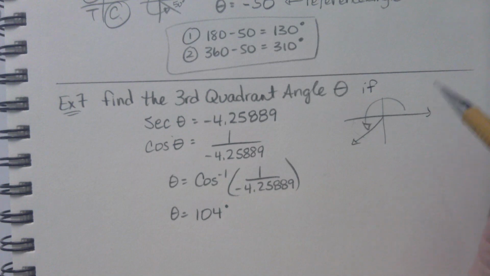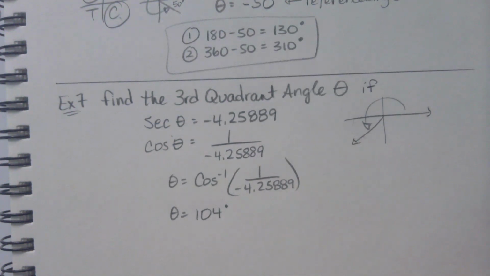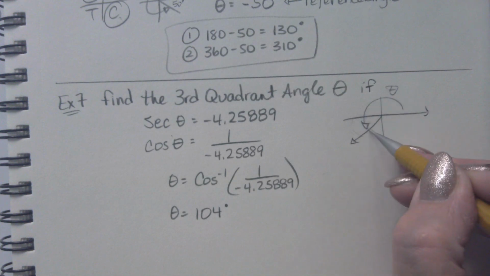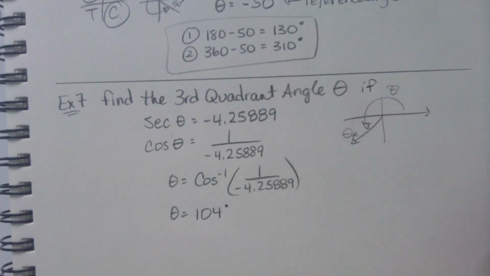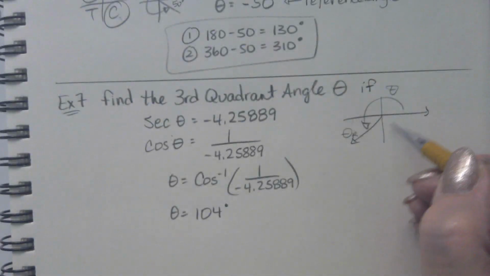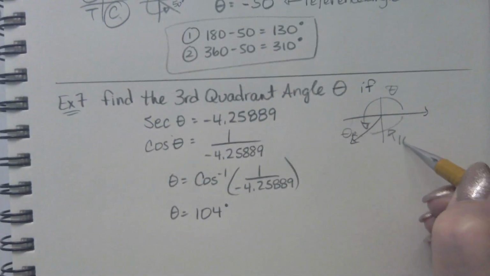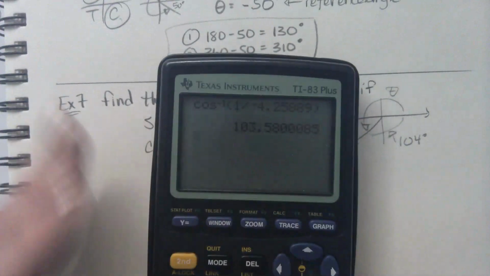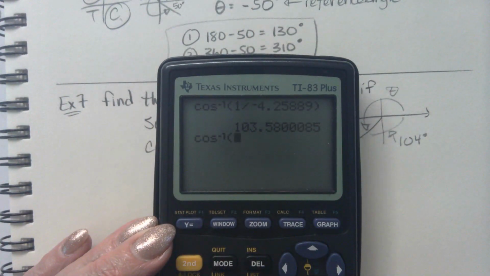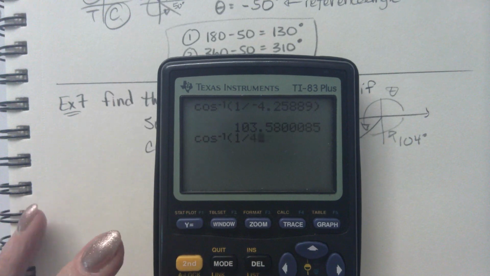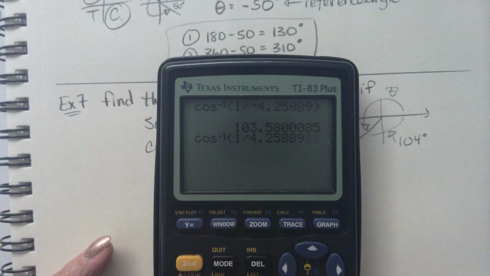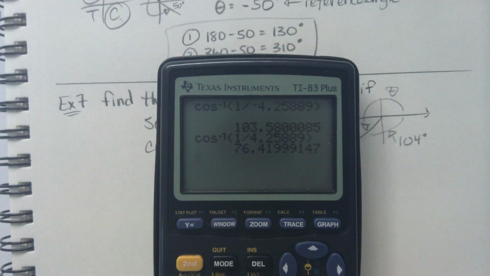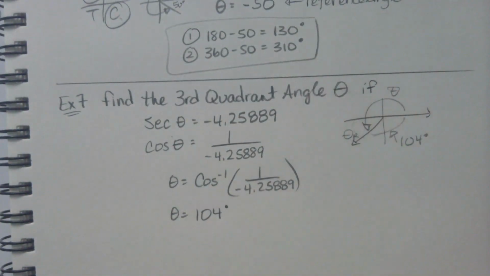So that's why I draw a picture. Where is the 104 in this picture? Can it be all the way around? Is it the reference angle? No, it's this angle here. It gave me this angle right here. This is the 104. If you take out the negative, and do the exact same thing, cos to the -1 of 1 divided by 4.25889, I get a 76. That's the reference angle. Okay?